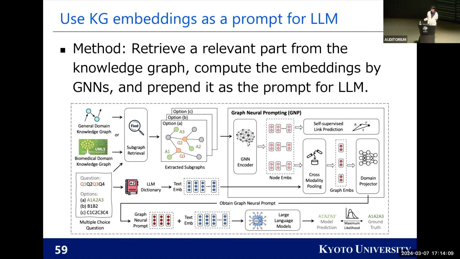So for example, if we have 3 choices, this method extracts 3 knowledge graphs, and it computes the embeddings for each knowledge graph. So we have 3 graph embeddings. And we concatenate these embeddings, or we prepend these embeddings as a prompt to the text, which describes the question and options. And we feed these sequences of tokens to the large language model and let the LLM answer the question. And we train the graph embedding so that the LLM can answer the question correctly.